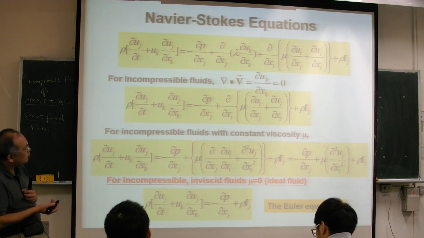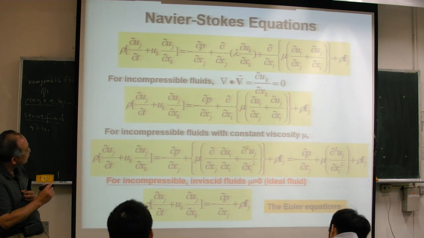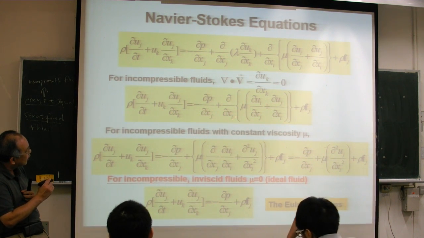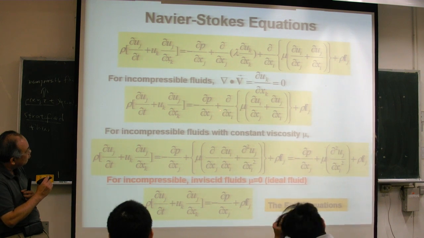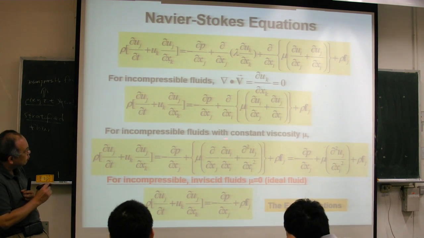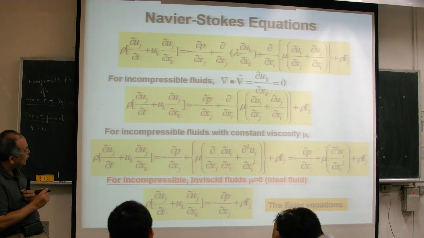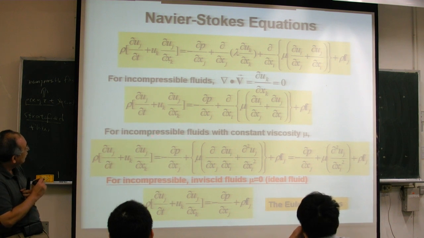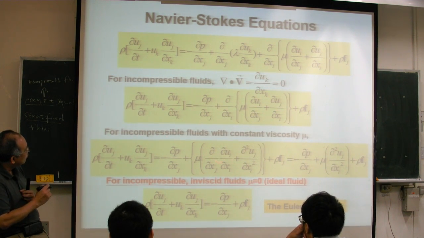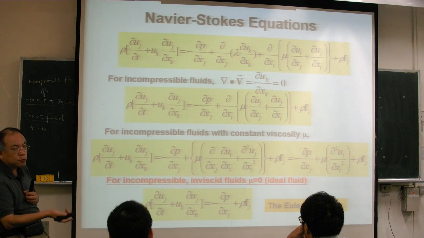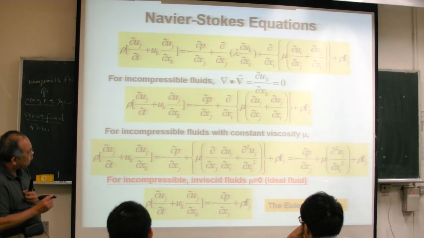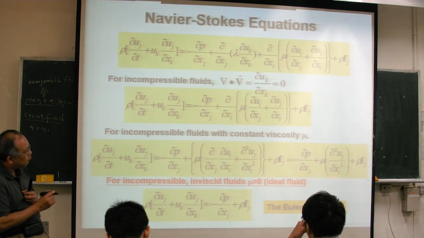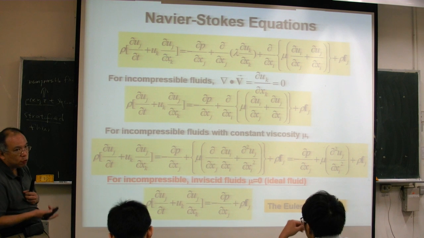If you have an additional assumption, for example, incompressible with constant viscosity, then this viscosity mu is no longer a function of xi, so it can be taken out of this derivative and become like this. If you do that, for this term here we have partial ui, partial xi. Again, under the incompressible flow assumption, this partial ui, partial xi is equal to 0 because of the continuity equation. So our equation on the right-hand side will become like this.